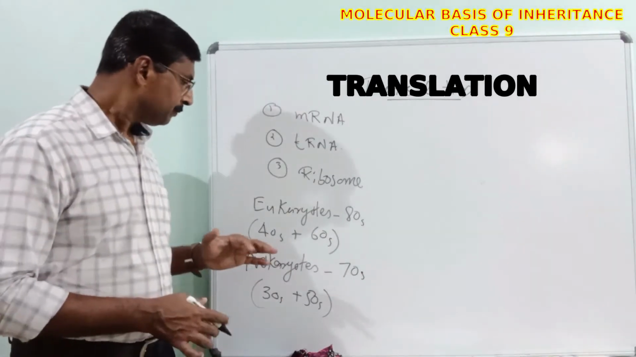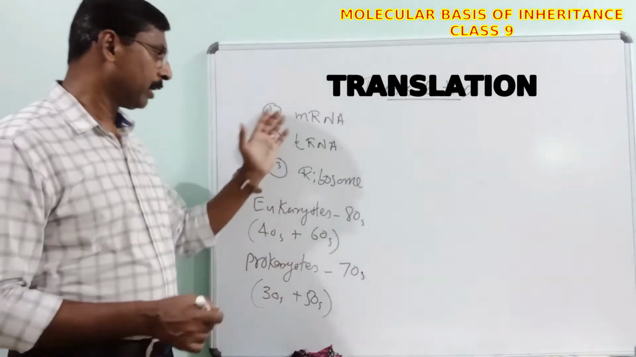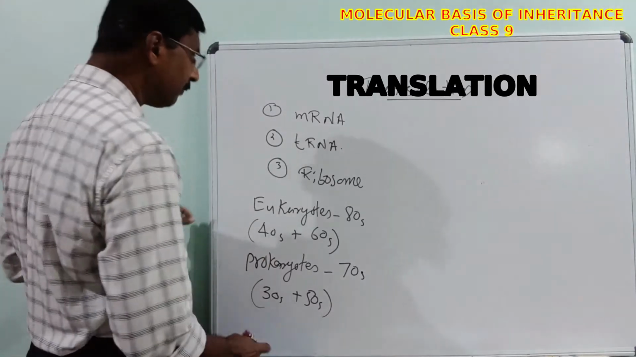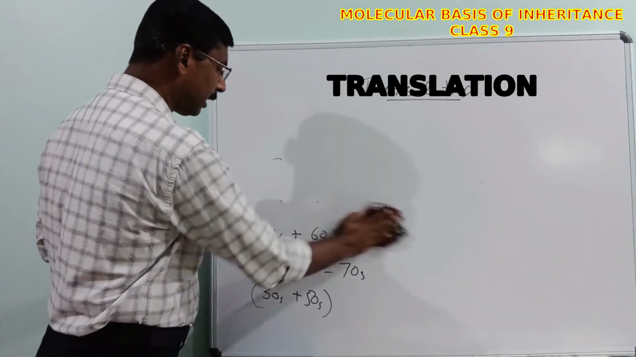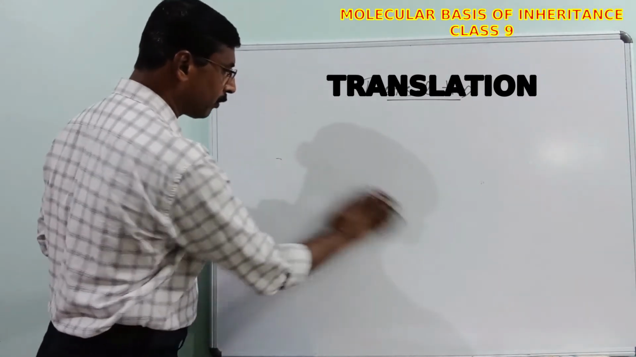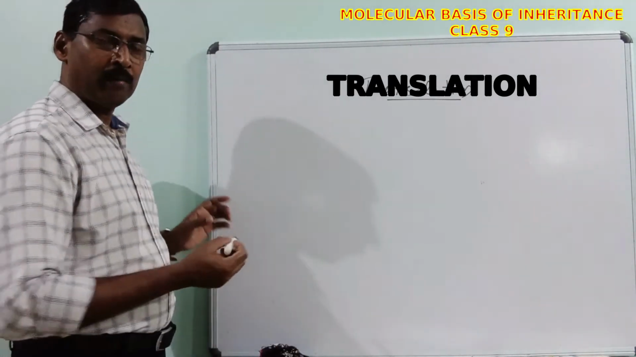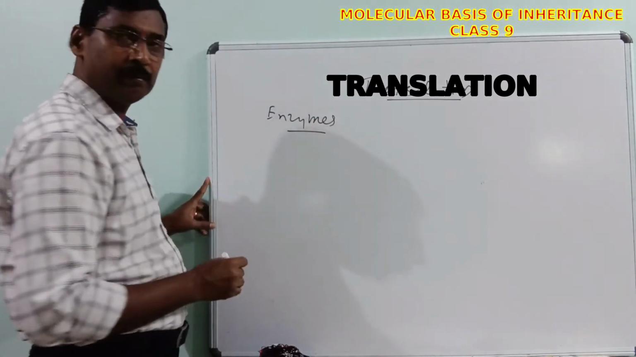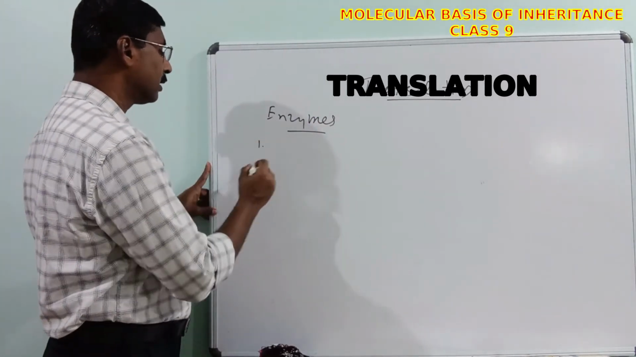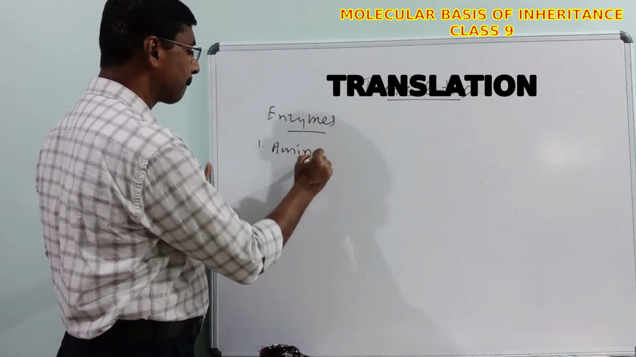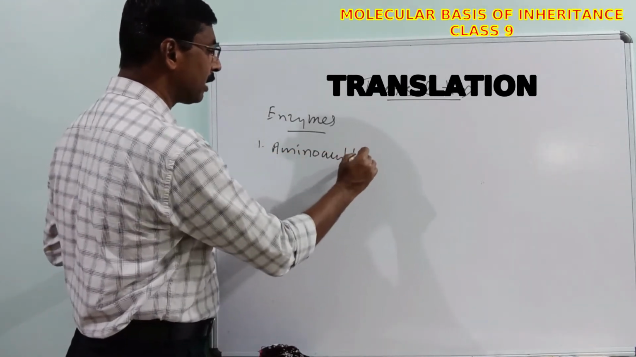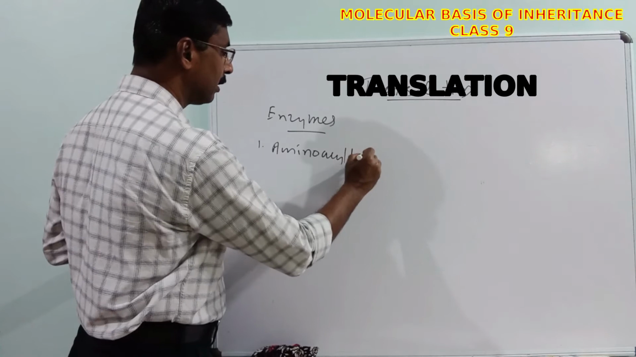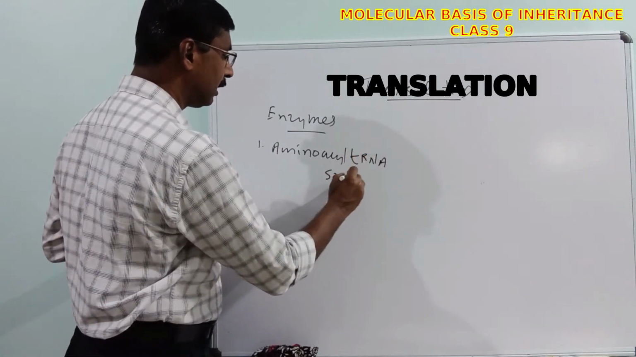So these are the major components. mRNA, transfer RNA and ribosomes are the major components of the process of translation. And apart from this, there are factors and enzymes required for translation. One major enzyme required for translation is amino acyl transfer RNA synthetase.